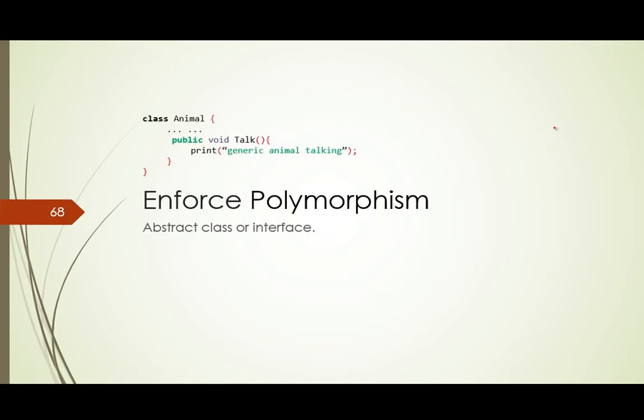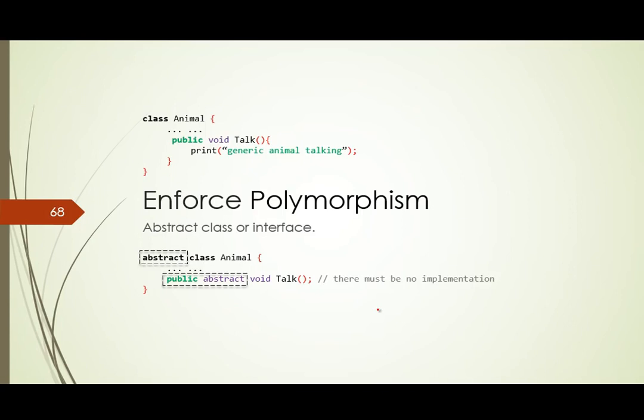So let's say you have a class and you really want to enforce the polymorphism of these talk methods. How can you do it? You can do it with an abstract class. Just put the abstract keyword in front of your class and make a method public abstract, so that it must be implemented by the developer who implements the class or inherits from this class. That's how you're going to enforce the polymorphism.